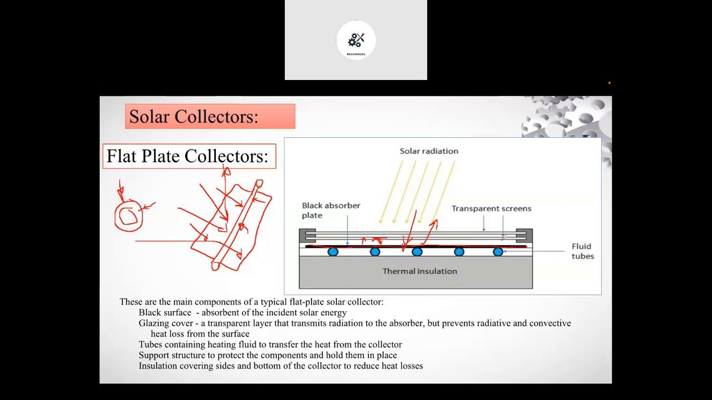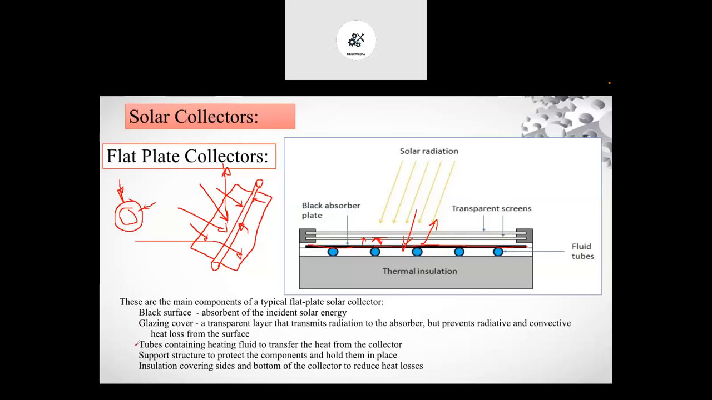You can also relate this effect of the transparent screen to the global warming effect, or particularly the greenhouse effect. Similar to the greenhouse effect, the effect happens inside the box, and because of that, the temperature inside these tubes is higher than the atmospheric temperature. So these are the construction features of the flat plate collector, and that's how it is working.